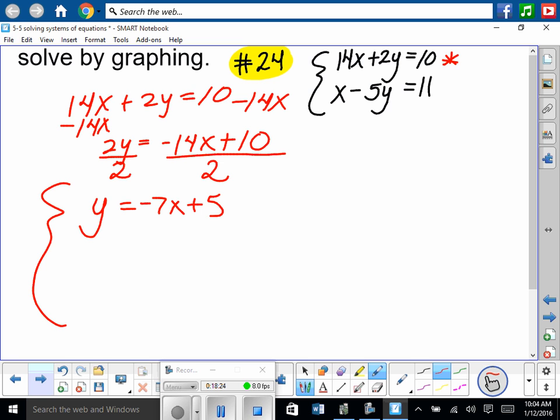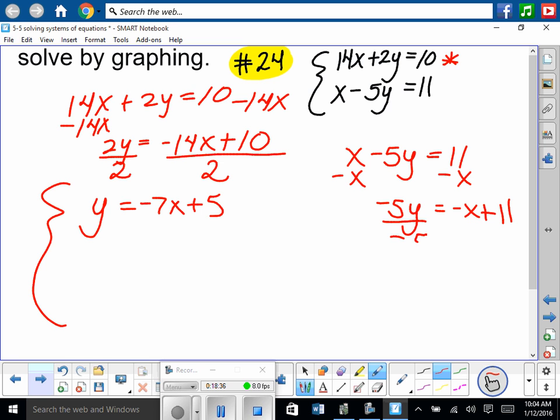Same thing with the second one. Solve for y algebraically, so it's in graphing form, subtract x. Negative 5y is equal to negative x plus 11. Divide by negative 5. So we have y is equal to negative x divided by negative 5 is negative 1/5 x. Am I right? Or am I right?